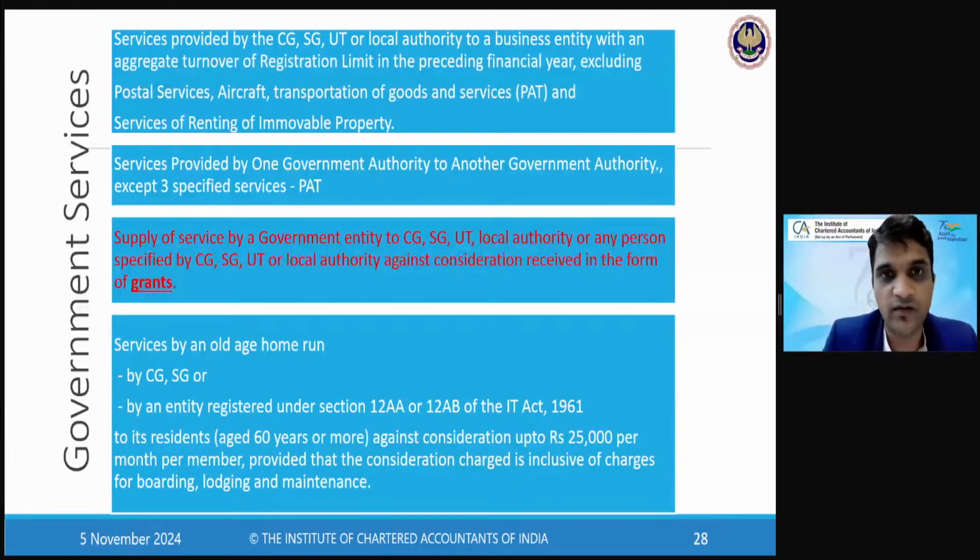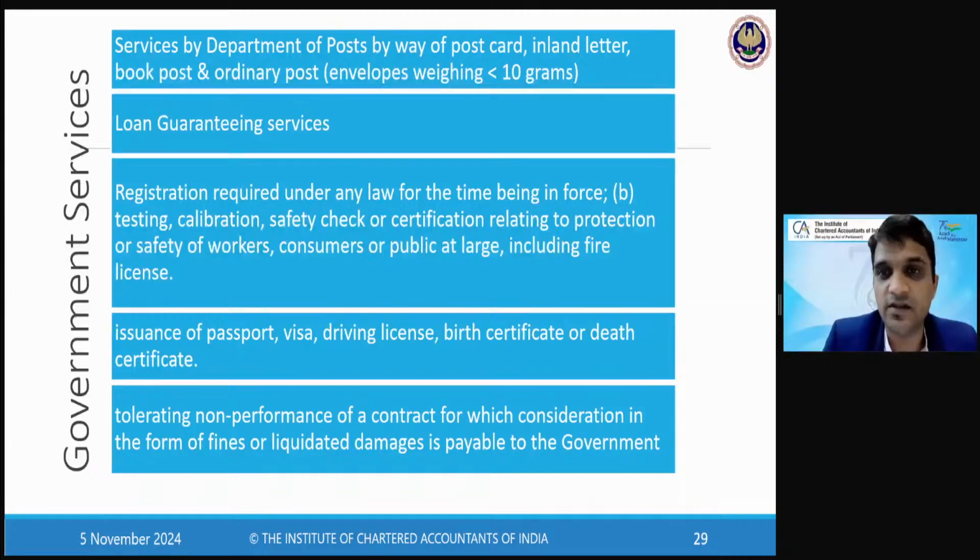Then old age home we have covered. Loan guaranteeing services also we have covered. Now the postal services by the Department of Posts: postcard, inland letter, book post and ordinary post. What is exempted is the normal postcard. Inland letter will be exempted. Book post will be exempted because the stamp you pay on these is very low. And ordinary post, if the weight is less than 10 grams, it is exempted. Apart from that, everything is taxable.